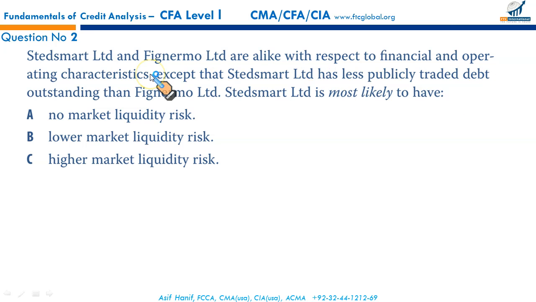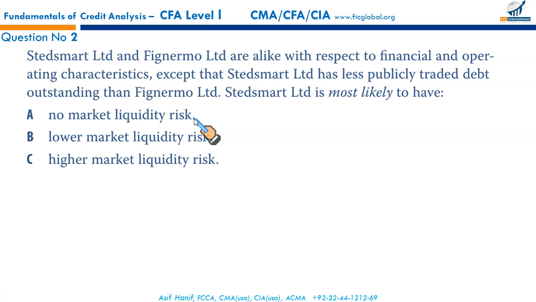Next, Stead Smarts Limited and Finermo Limited are alike with respect to financial and operating characteristics, except that Stead Smarts Limited has less publicly traded debt outstanding than Finermo Limited. Stead Smarts Limited is most likely to have, since it has less publicly traded debt. So what is most likely for this firm? No market liquidity risk at all.